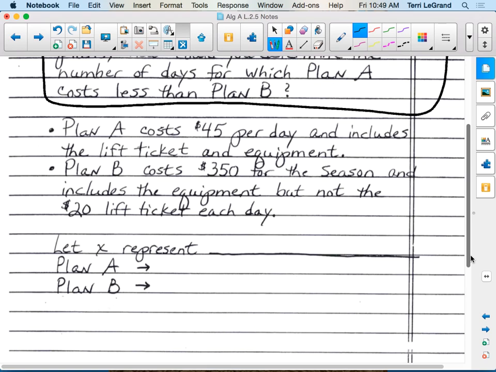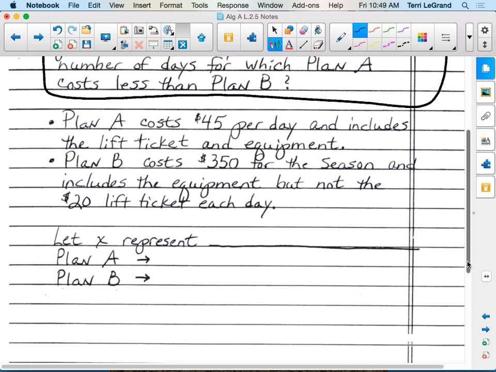Plan B costs $350 for the whole season, so several days. But you only pay it one time, and includes the equipment. So you pay for the season pass, you have the rights to come and ski there, and they'll give you the equipment to ski with every time you come. But this $350 does not provide the $20 lift ticket each day. So every time you come, you have to buy the lift ticket, or you got to walk back up the mountain every time, or the slope, okay?